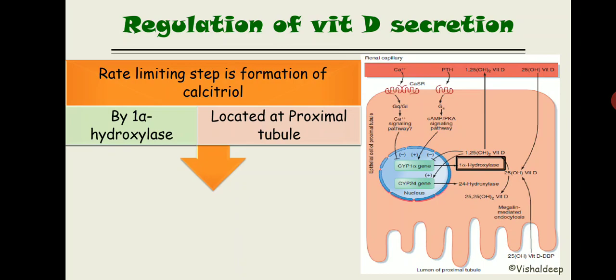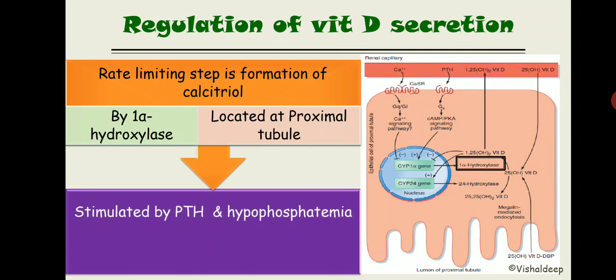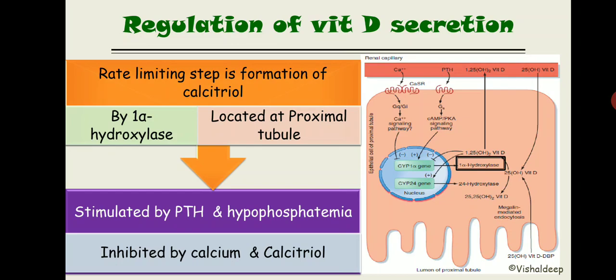Now this rate limiting step, the conversion to the active form of vitamin D, 1,25-dihydroxy vitamin D, is stimulated by parathyroid hormone and hypophosphatemia, and it will be inhibited by calcium and calcitriol, the active form of vitamin D.